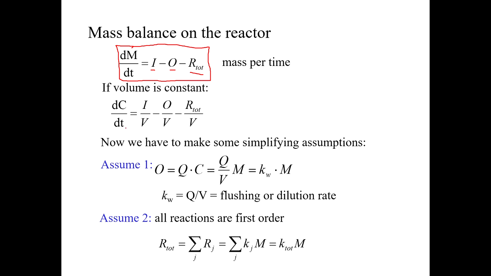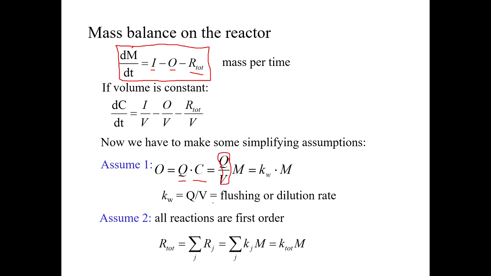So if you go through and divide everything by V, if the volume is constant, you can do this. And then instead of the mass, you're going to get the concentration here, I over V, O over V, and R over V. So there's a couple of simplifying assumptions that might be helpful. We can assume that the output of your chemical is just the flow rate Q times the concentration of your chemical in the reactor. And since concentration is M over V, we could write this thing Q over V, right?